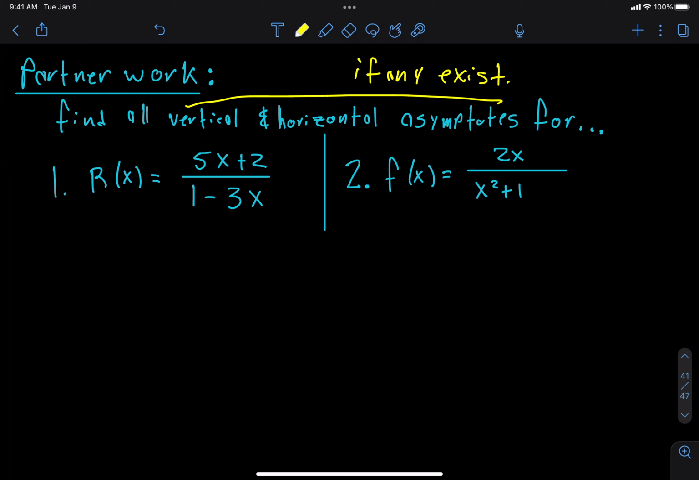You could use long division on the first one in order to rewrite it as a transformation. Yeah, you could do that. That's one option, but it's not necessary to answer the question. But it would maybe help you.